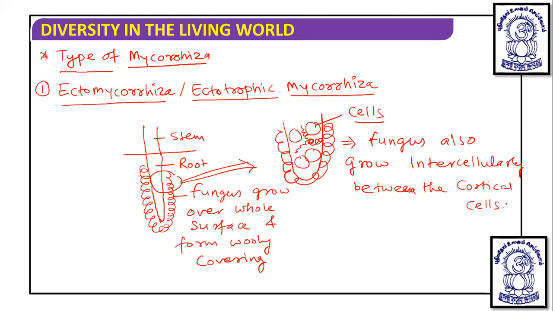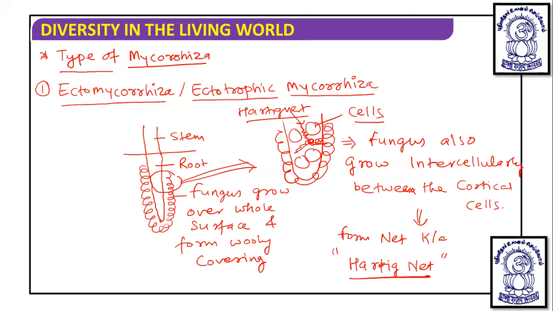After growing intercellularly in the cortical cells, they form a net-like structure between these cells, and this net is known as the Hartig net. Here you can see the growth of intercellular fungus, and this intercellular fungus is defined as the Hartig net. So you need to remember two things: it mainly grows on the surface, and it can grow within the intercellular space of cortical cells. If you find these two things, then it is obviously an ectomycorrhiza. We need to talk about the examples of this ectomycorrhiza, so we will discuss that in the next slide.